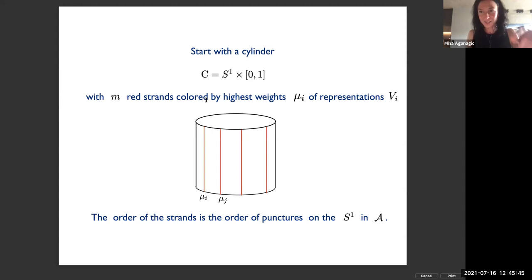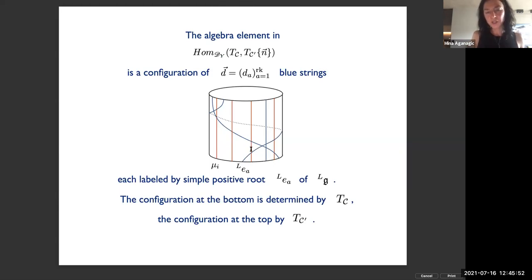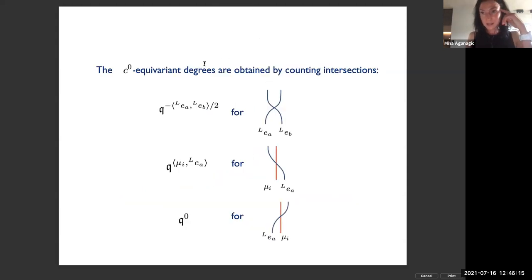The vertical direction is the direction of our two-dimensional theory which we're studying, the space direction. So the algebra element is a configuration of blue strings, each labeled by a positive simple root of G. The configuration at the bottom is determined by the thimble you start with, and the configuration at the top by the thimble the Hom goes to. The C^* equivariant degrees turn out to be obtained simply by counting intersections of blue strings with each other. For each intersection of blue strings with each other, you get an equivariant degree n, where q to the n is this. And so if the blue strand intersects the red like this, you get this, and so forth.